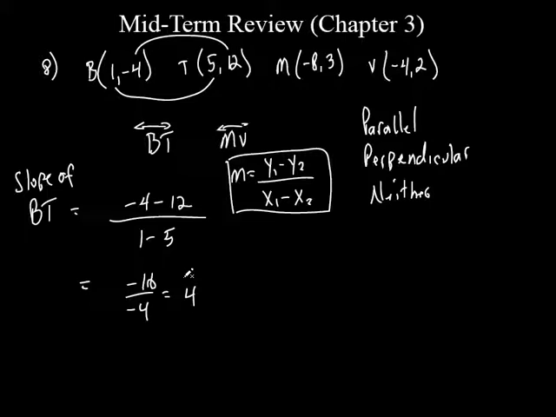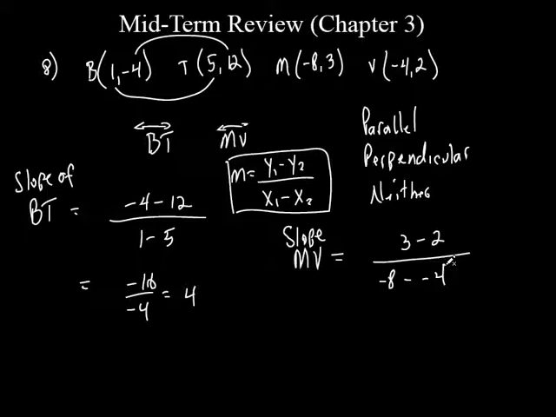We're comparing the 2 slopes to each other. By comparing the slopes, you can tell if those 2 lines are parallel, perpendicular, or if neither one of them are true. All right, so the slope of BT is 4. Let's do MV. And we'll slide it down here. So MV, let's find the slope of MV. So we do the same thing. Subtract the y's, put them on top. So our y's are 3 minus 2. Take the x's, subtract them, put them on the bottom. So I've got -8 minus -4. Everybody with me so far? Finding the slope?